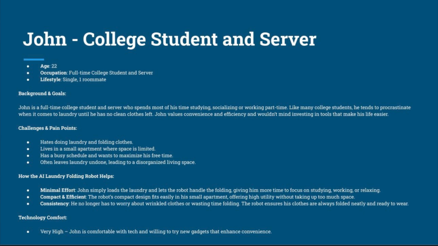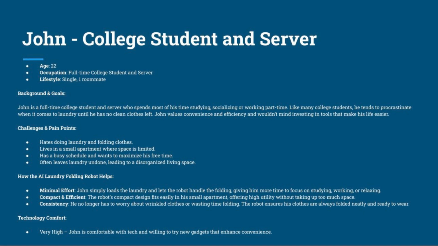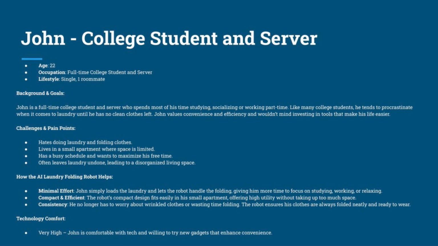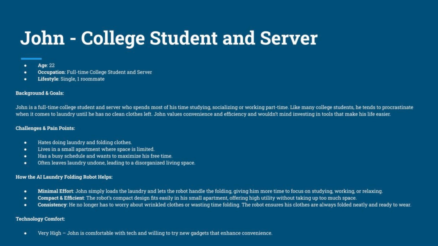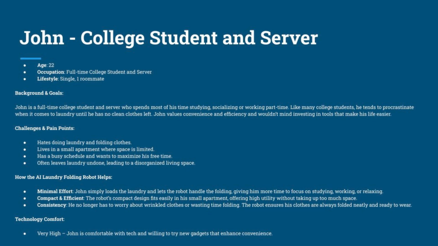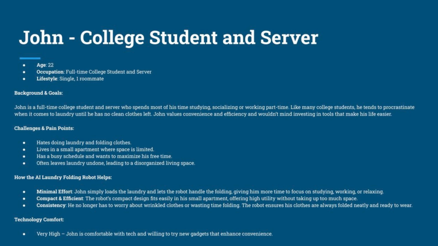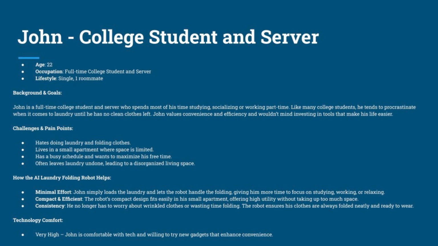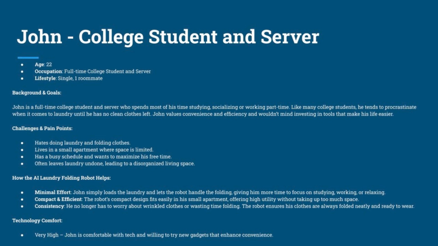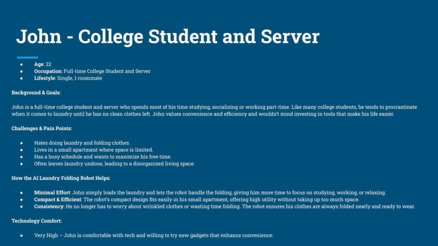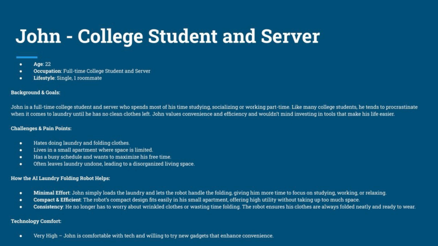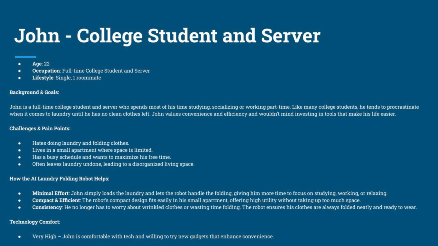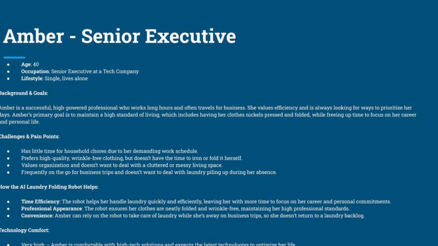Next up, we have John, who is a college student and a server. John is a full-time college student and a server who spends most of his time studying, socializing, or working. He really hates doing laundry, and he lives in a small apartment where space is limited. He believes that the robot could help because it requires minimal effort from him, it's compact and efficient, and it's consistent. His technology comfort level is very high.